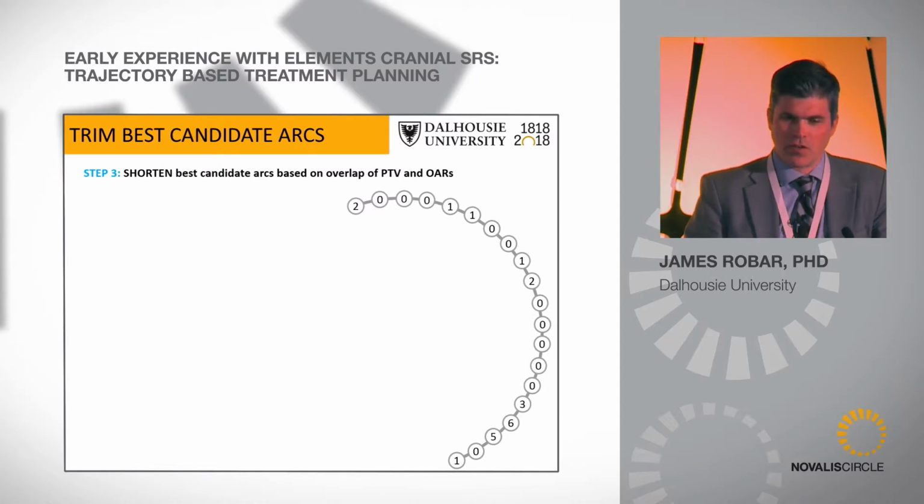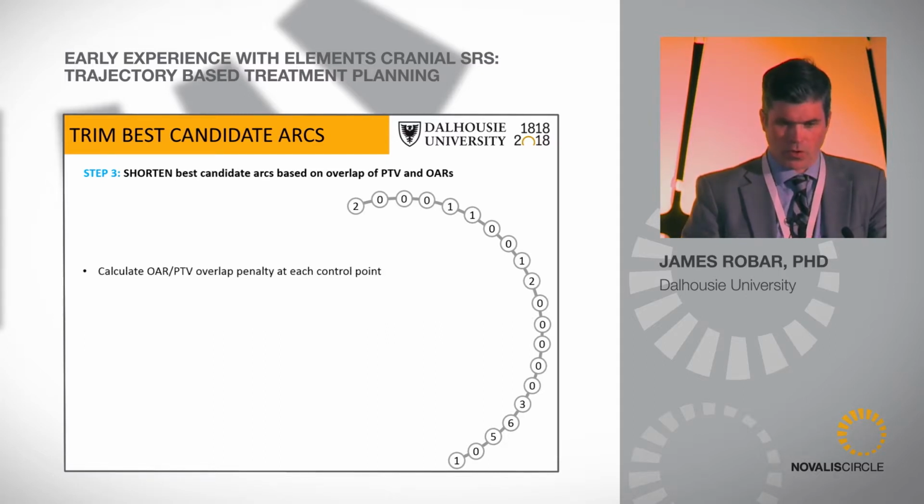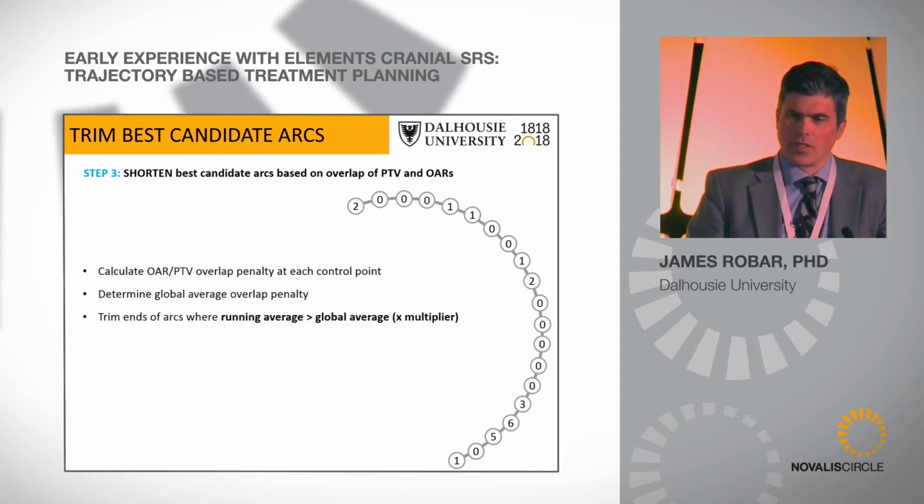So we're going to consider a gantry arc. We're going to calculate LAP at each control point. We're actually going to determine the global average, and from that average determine a threshold. And then we're going to start to trim the arc, or the ends of the arcs, where we exceed that threshold. And in doing that, we are going to specify a minimum allowable gantry angle range.